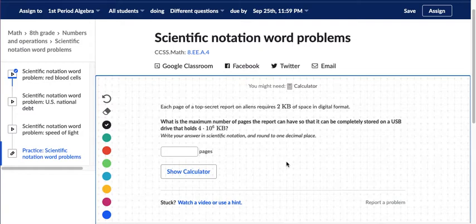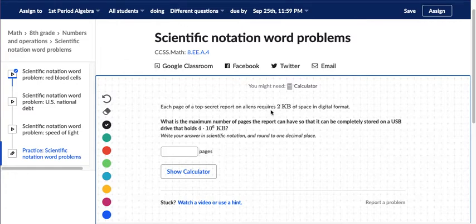Each page of a top secret report on aliens requires 2 kilobytes of space in digital format. That is a well-known fact. What is the maximum number of pages the report can have so that it can be completely stored on a USB drive that holds 4.4 times 10 to the 6th kilobytes? Wow. That is an interesting problem.